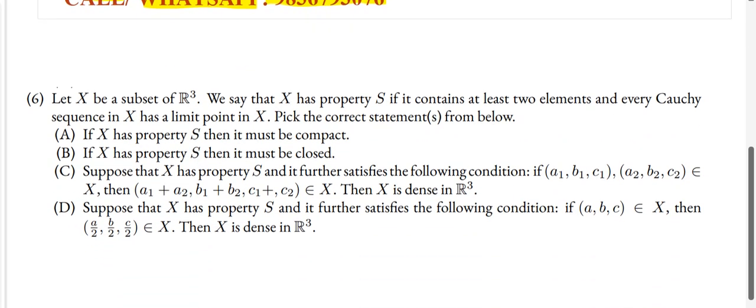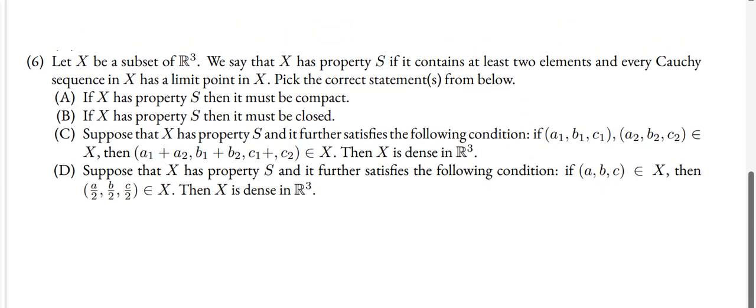So let's move on. Question number 6. Let X be a subset of R cube where X has a property S if it contains at least two elements and every Cauchy sequence in X has a limit point in X. Pick the correct statement from below. Okay, so how to solve?